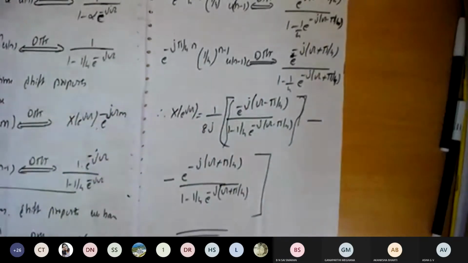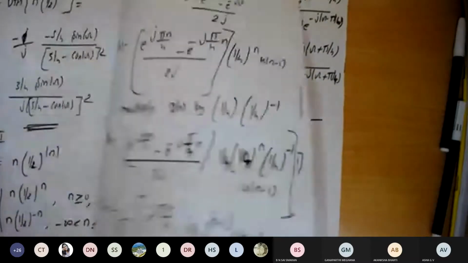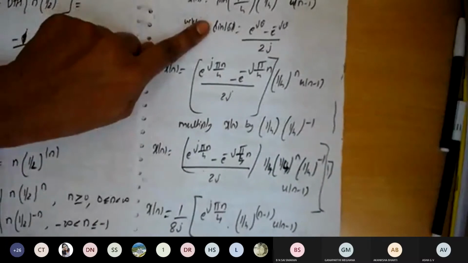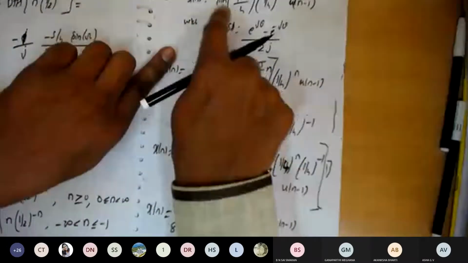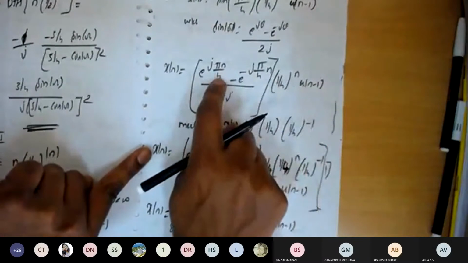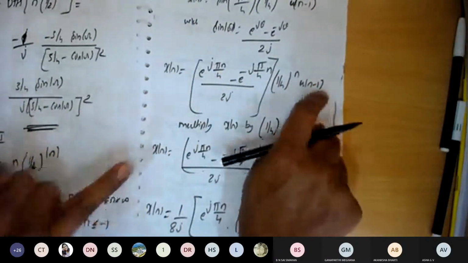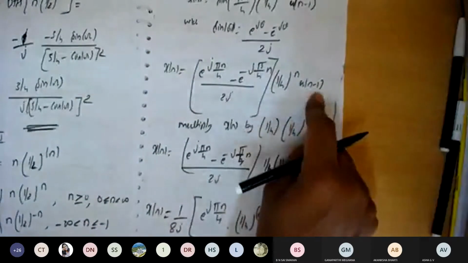So fine. So similarly, I'll find out one more problem. By applying properties, we can reduce the calculations like this. If you are doing this directly without applying the properties, then it will be difficult. So here we need to combine n with this one. So it will become e to the power of j pi by 4 into 1 by 4 to the power of n into u of n minus 1 we need to take. And we need to evaluate this one.